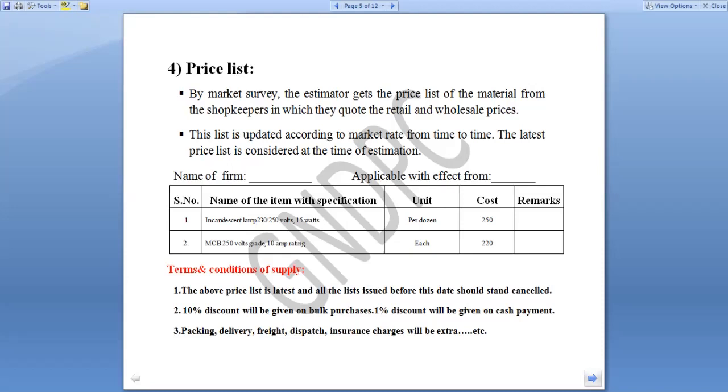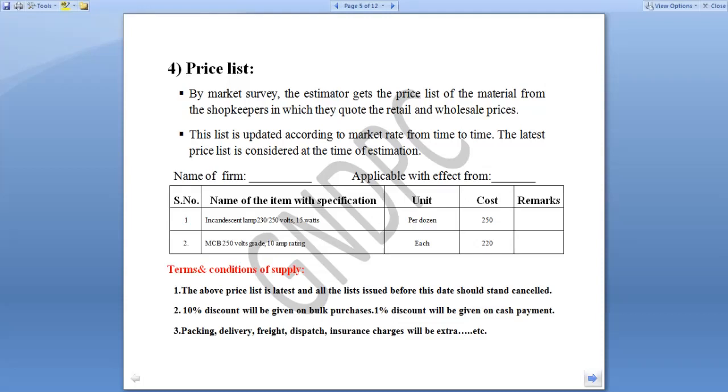The price list proforma is shown as under: the name of the firm, then applicable with effect from the date. The latest date is shown here, and then the name of the item along with its specification, the requirement, its cost, and in case any remarks are to be given. And of course, all the price lists include certain terms and conditions of supply.